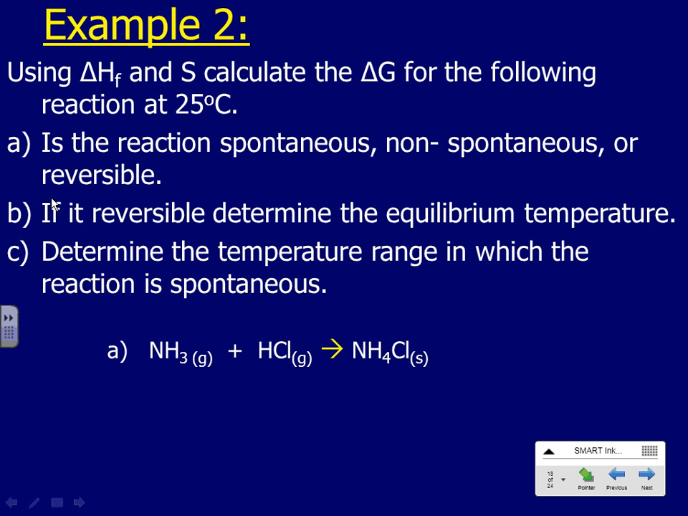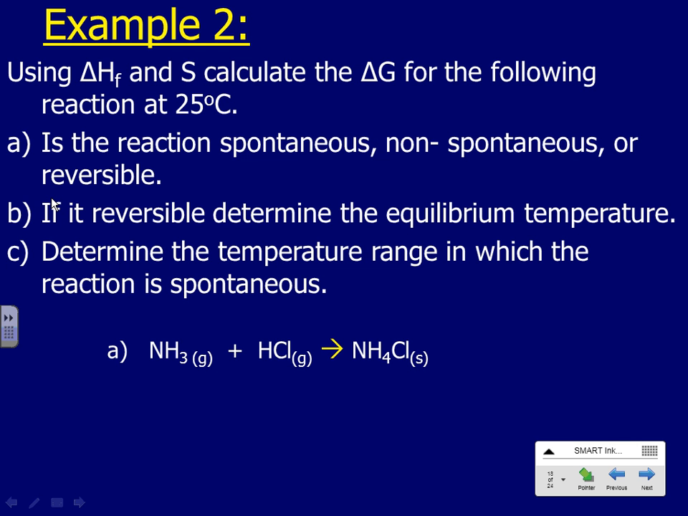Now in this case, we've got both down, which means we will have an equilibrium temperature. If it's both up, we will also have an equilibrium temperature. So the answer to A is down, down, it's reversible. They have the same sign. One's pushing one way, one's pushing the other way.